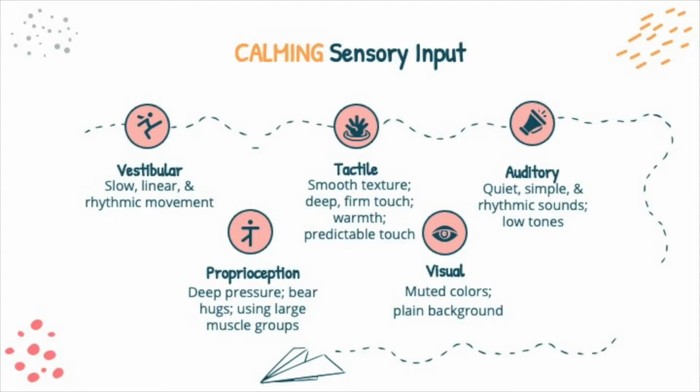Here are some types of sensory input that are calming. For the vestibular system, we want to use slow, linear, and rhythmic movements. For the tactile system, smooth textures, deep and firm touch, warmth, and predictable touch. For the auditory system, quiet, simple, and rhythmic sounds and low tones. For the proprioceptive system, deep pressure, bear hugs, and anything using large muscle groups. And for the visual system, muted colors and plain backgrounds.